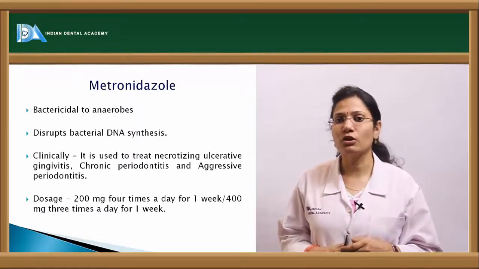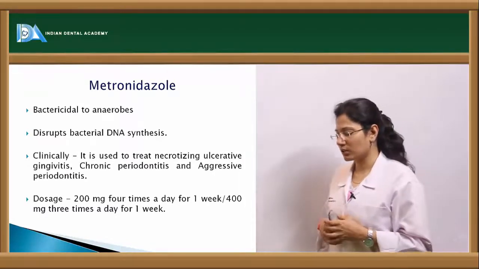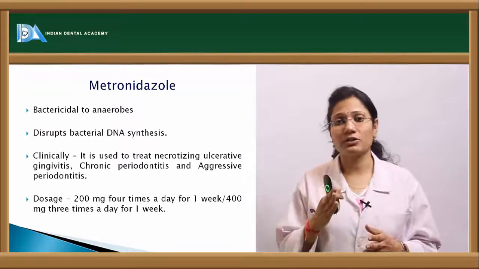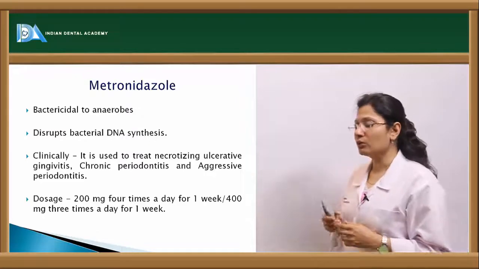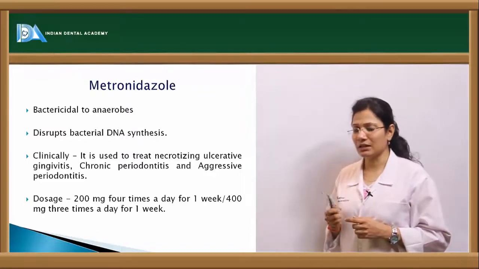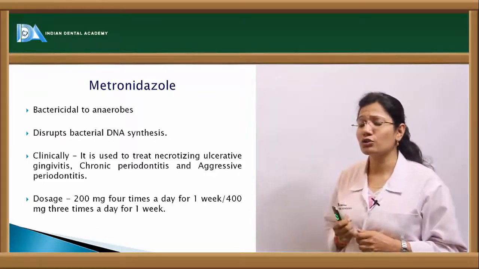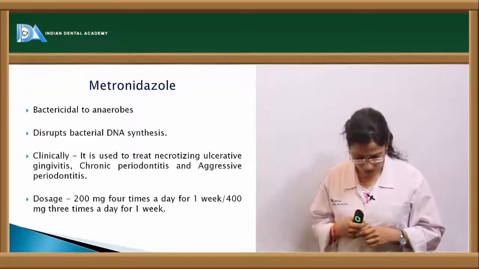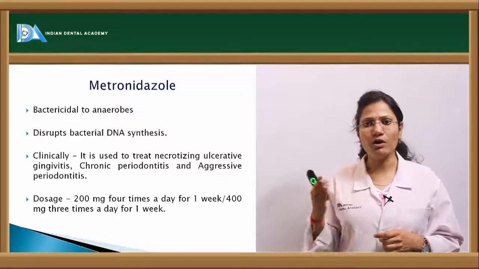The next group of antibiotics is metronidazole. Metronidazole is a narrow-spectrum antibiotic, and it is bactericidal, especially to anaerobes. It disrupts bacterial DNA synthesis. Clinically, it is used to treat necrotizing ulcerative gingivitis, chronic periodontitis, and even the aggressive form of periodontitis.